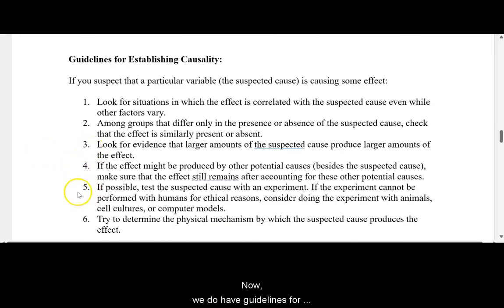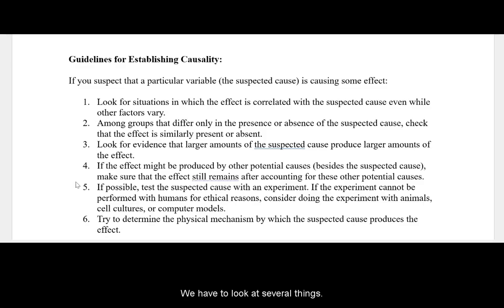Now, we do have guidelines for establishing causality because, like I was saying, and this is very important, when we talk about causality and we're looking at, is there a cause for this correlation? We have to look at several things. Here are the things, okay? 1, look for situations in which the effect is correlated with the suspected cause, even while other factors vary. 2, among groups that differ only in the presence or absence of the suspected cause, check that the effect is similarly present or absent. Okay, these are our guidelines.